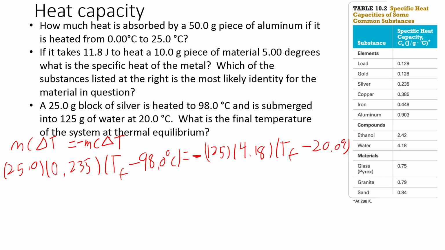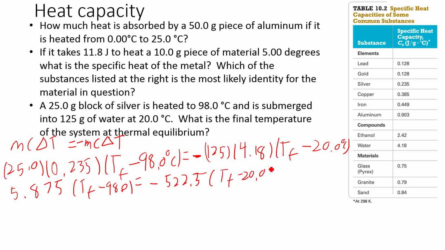Okay, now let's do some multiplication. We're going to have to do a few steps with a bit of algebra for this one. So first we do 25 times 0.235, and we're going to get on this side that we have 5.875 times TF minus 98.0 is equal to negative 522.5 times TF minus 20.0. You'll notice all I did was multiply the two numbers up front.